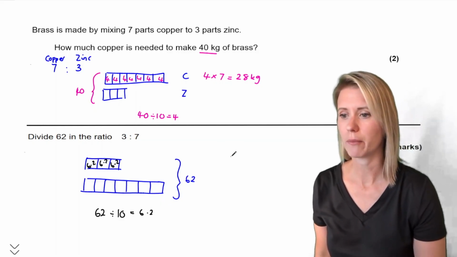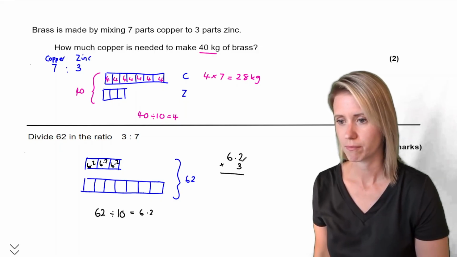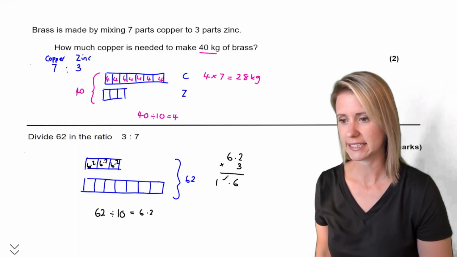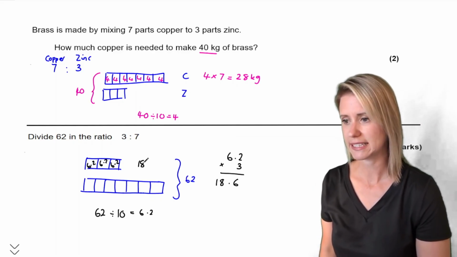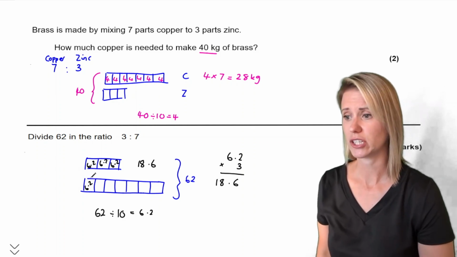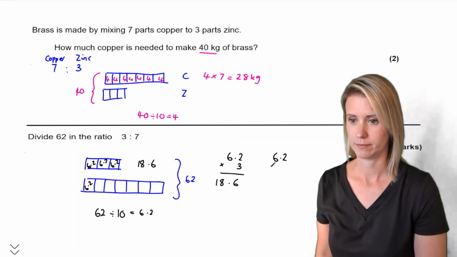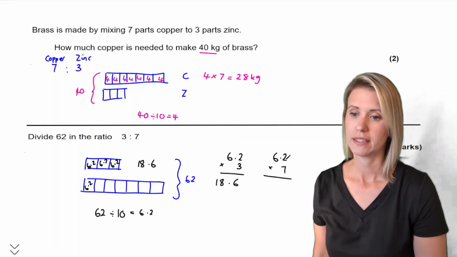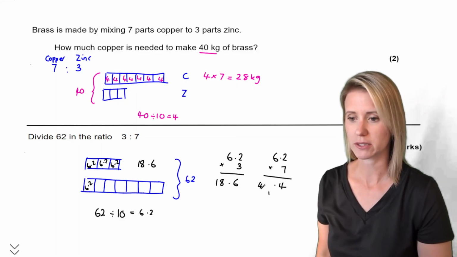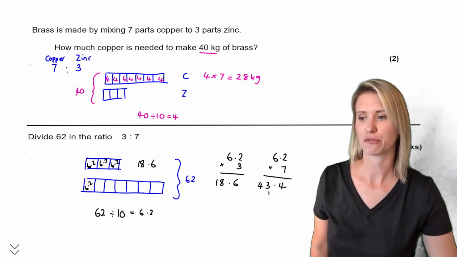So for the top part, we need to do 6.2 multiplied by 3. 2 times 3 is 6. 3 times 6 is 18. So the top would be 18.6. And the second one is 6.2 times 7. 7 times 2 is 14. 7 times 6 is 42, plus 1 is 43. So it would be 18.6 to 43.4.